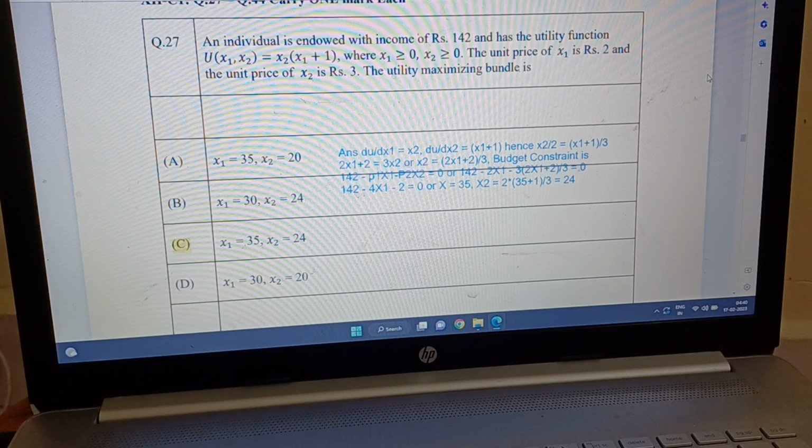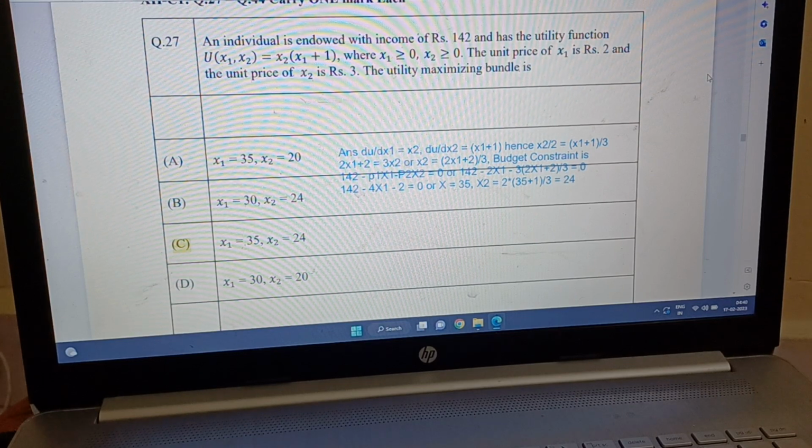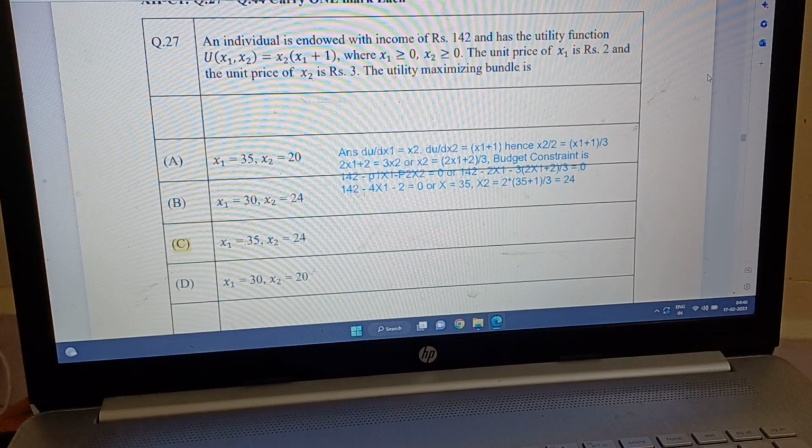An individual is endowed with income of rupees 142 and has the utility function u(x1, x2) = x2(x1 + 1), where x1 is greater than or equal to 0 and x2 is greater than or equal to 0. The unit price of x1 is rupees 2 and the unit price of x2 is rupees 3. The utility maximizing bundle is... Here it asks for the utility maximizing bundle, and since there is a budget constraint of rupees 142 which must be spent, you don't have to go for Lagrangian. I am telling you the shortest way.